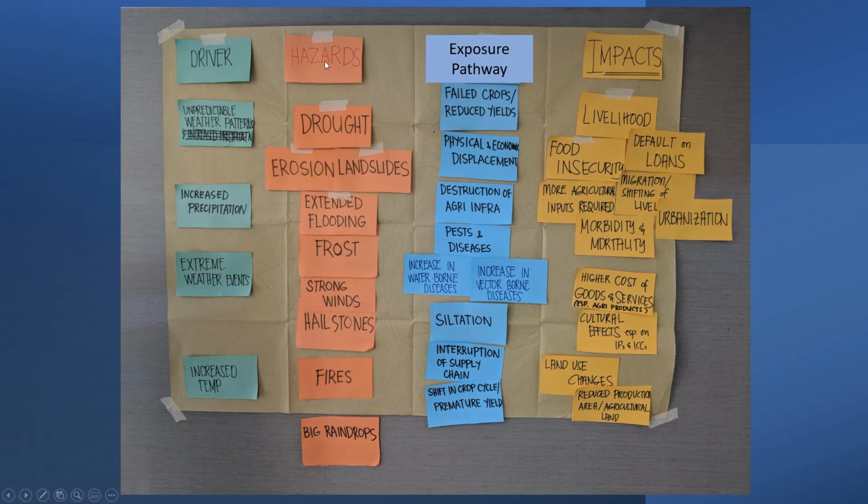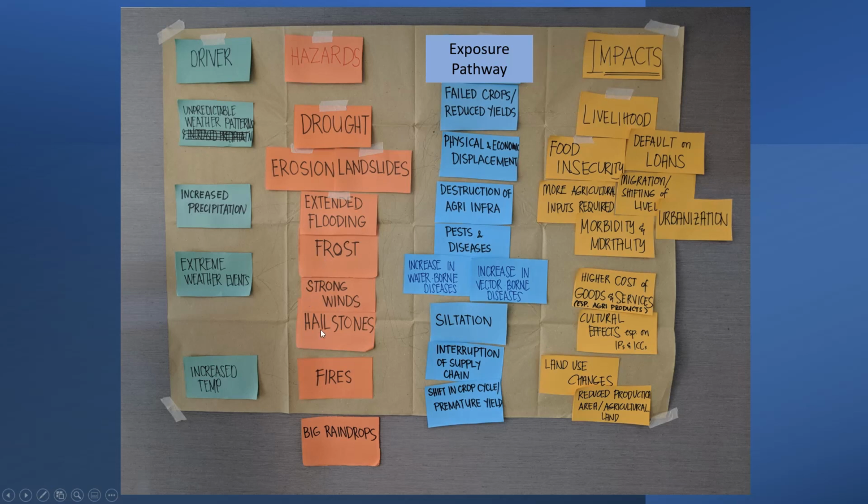They lead to a number of hazards. And like we said, these hazards are processes that can hurt people, places, and things. We've got drought, erosion, and landslides. We've got extended flooding, frost. Frost is probably not as common in tropical parts of the world, but there may be some places, especially higher places, that are experiencing more frost.